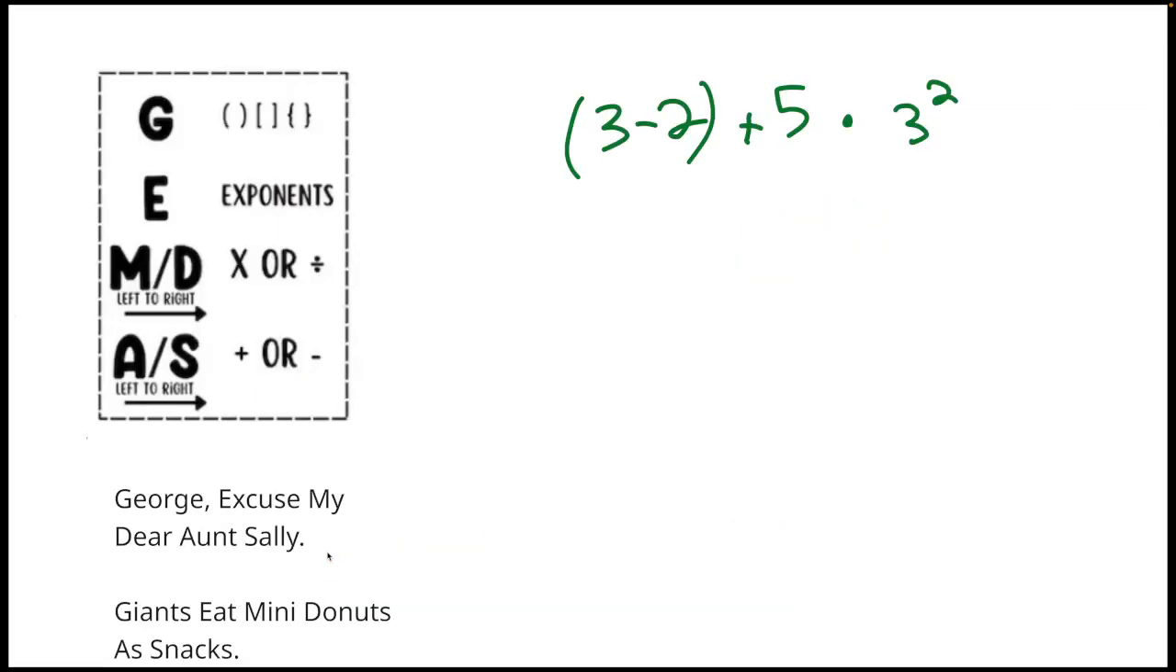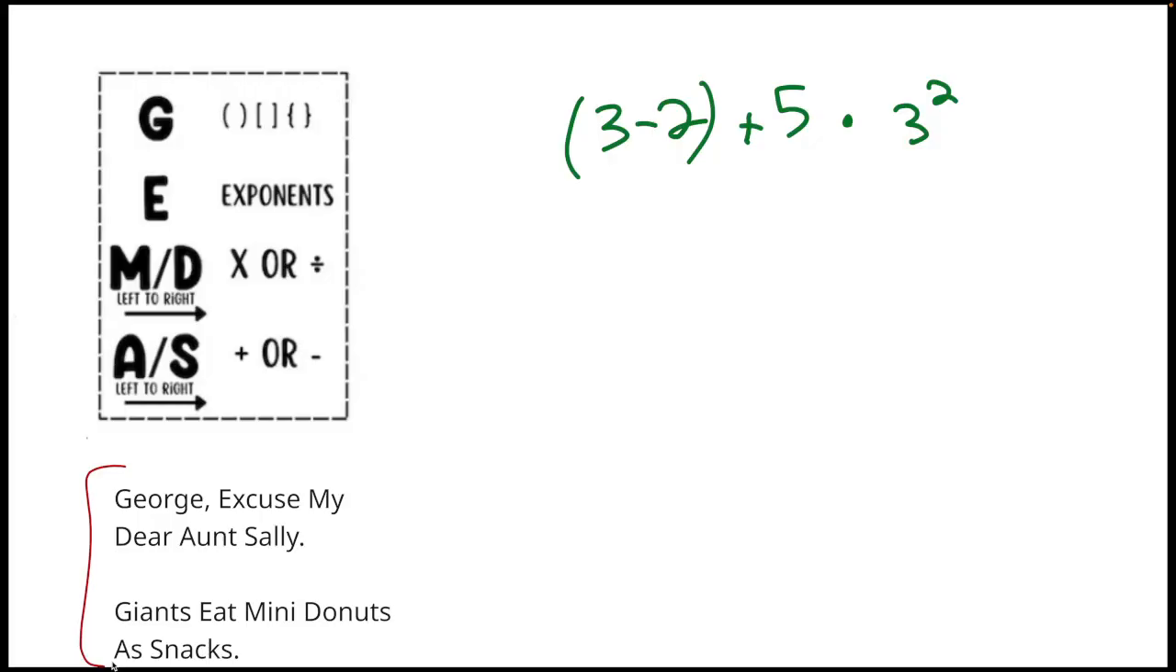So GEMDAS is an acronym. It's a way to remember the order of operations. Maybe you've heard of PEMDAS. I think GEMDAS is a little better. So some ways to remember are down in the bottom left. George, excuse my dear Aunt Sally. That's one way to remember it. But the one that I really like is giants eat mini donuts as snacks. Okay, I think it's hilarious to think of a giant eating a tiny little donut. All right, let's see how this works.